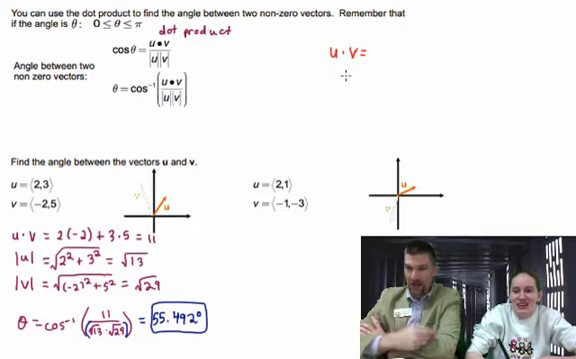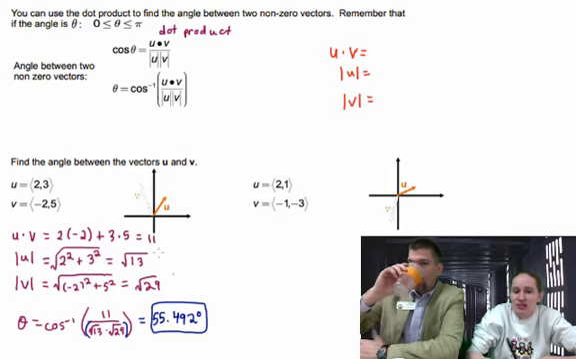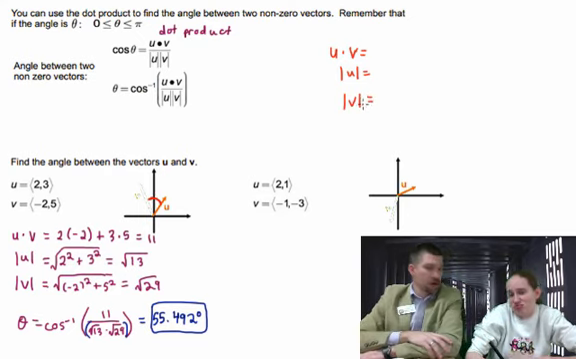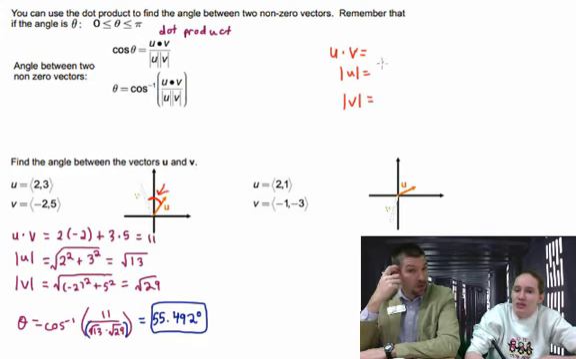U dot V over magnitude of U. Oh, real quick though, let's look. Does it make sense that this angle right here is 55? I mean, it looks like that could work, because it looks like it's less than a 90 degree angle. So that's what we just found. We found that angle right there. Yeah, sounds good.